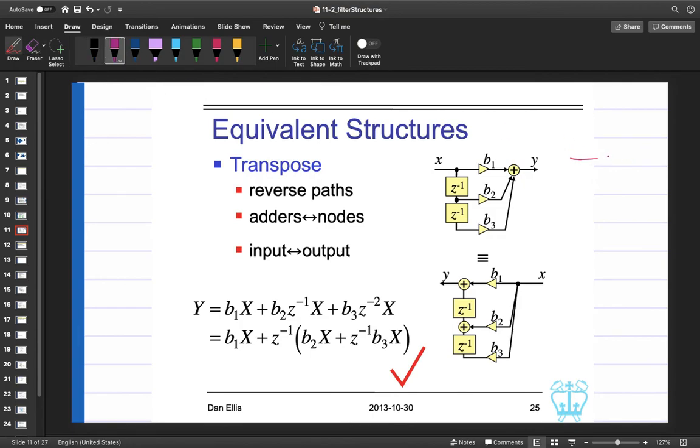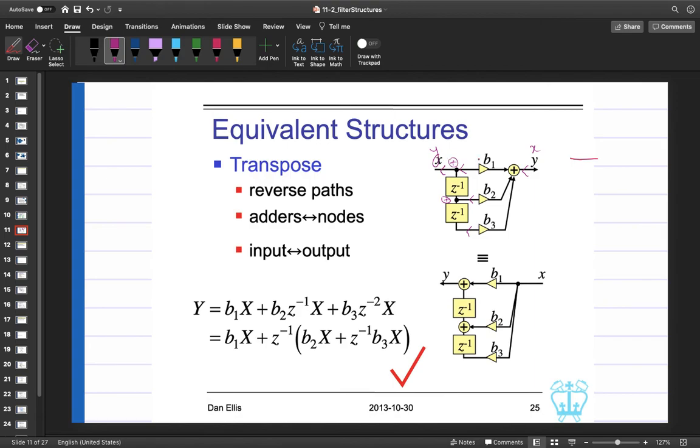So I have B1. First of all, I reverse the paths, like this, like this, like this. Which means this becomes my output, this becomes my input, right? And secondly, I make adders into nodes and nodes into adders. Wherever there is a splitter node, I make it into an adder. This node, I make it into an adder. So wherever the input was getting split, now it is getting joined. So this is an adder here, this is an adder here.